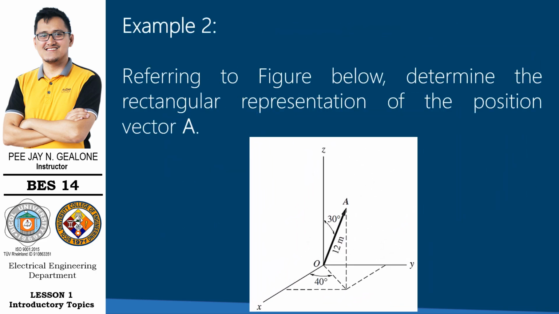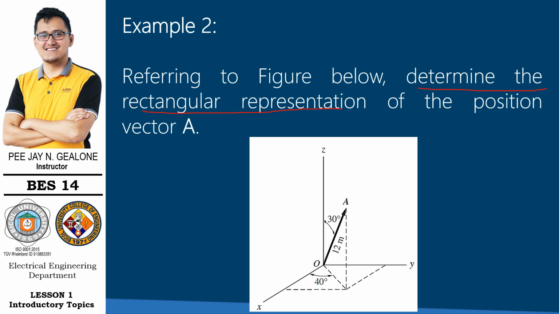So let's say for example, meron tayong vector A. The value of vector A is 12 meters. It is situated in this position. So ang kanyang projection sa xy plane is 40 degrees from x, and it is situated 30 degrees from z. So ang tanong sa atin ngayon is that let us determine the rectangular representation of this particular vector.